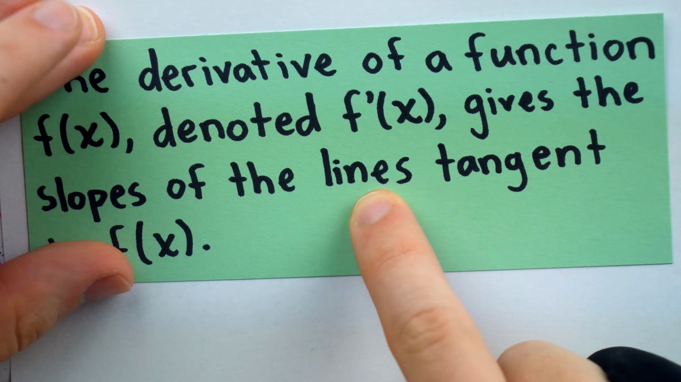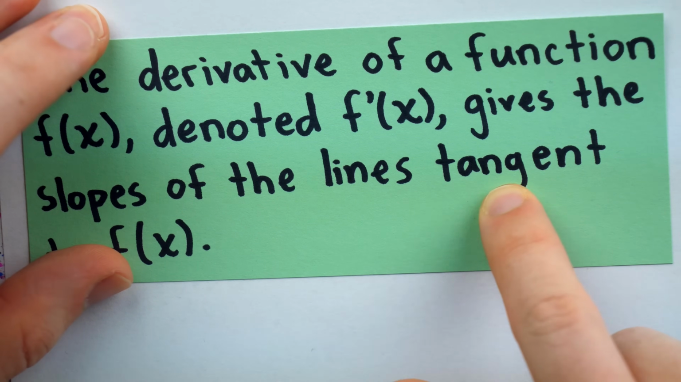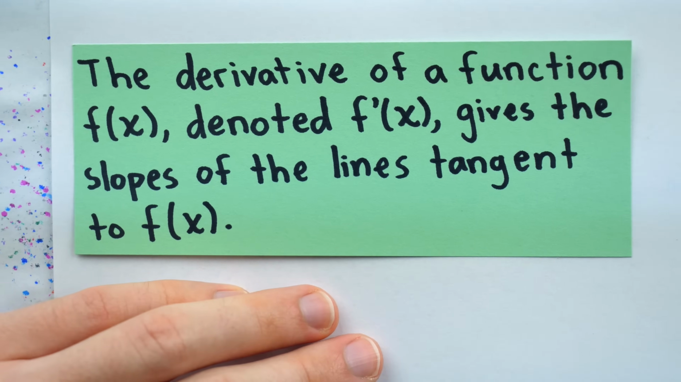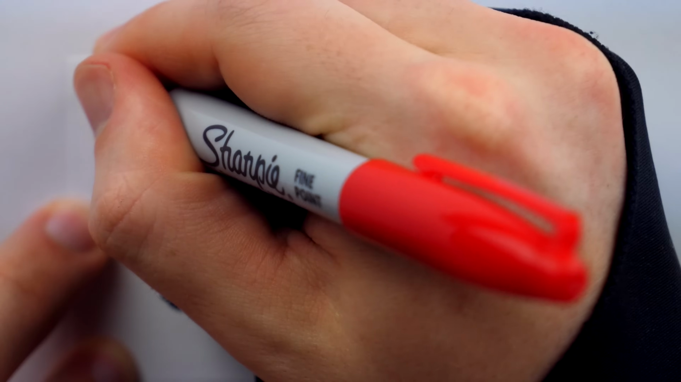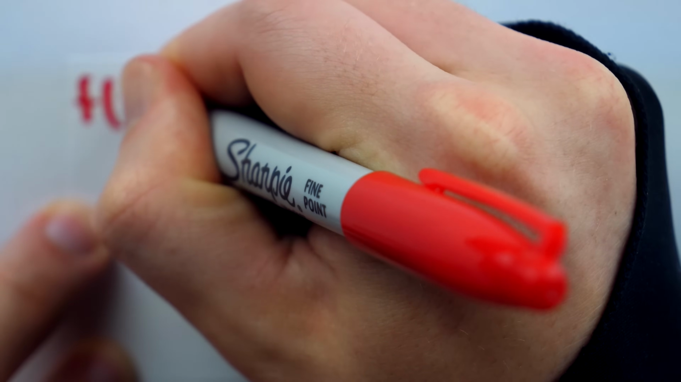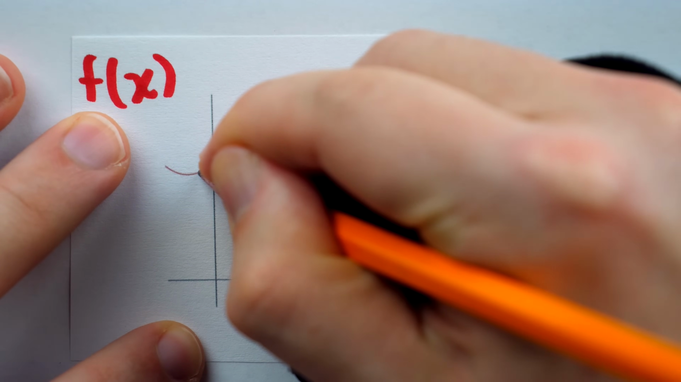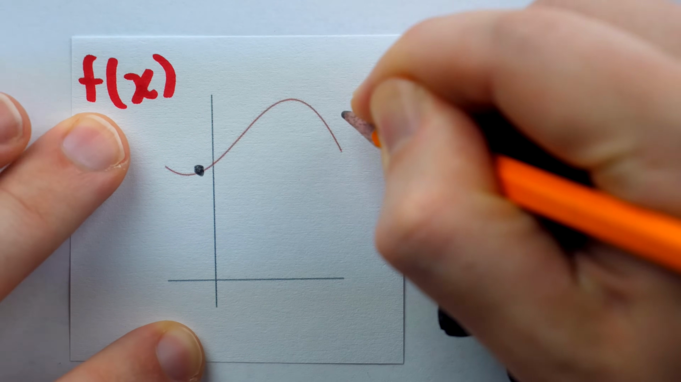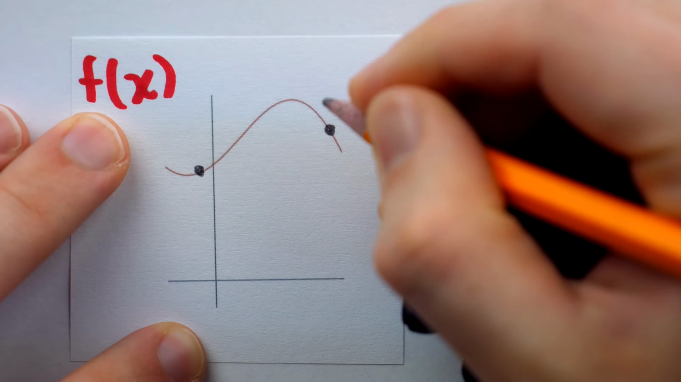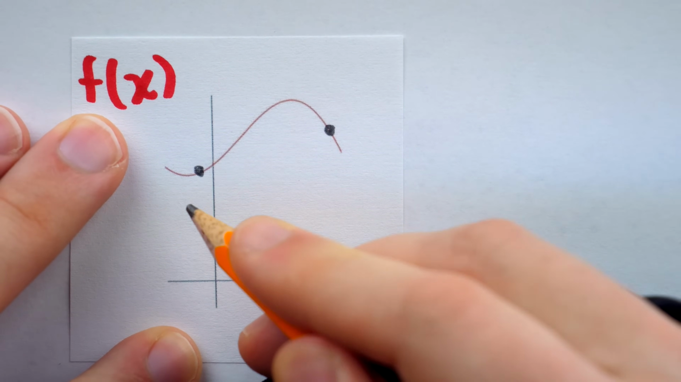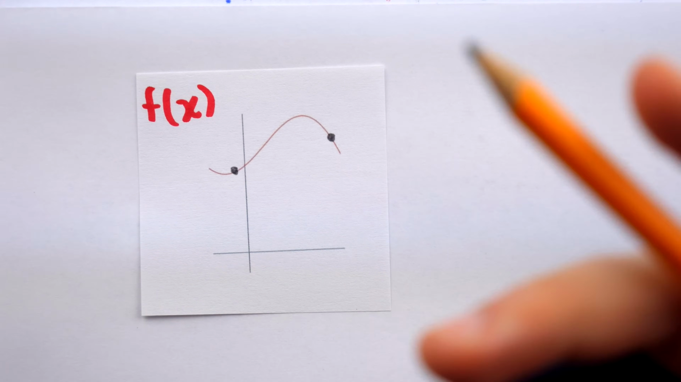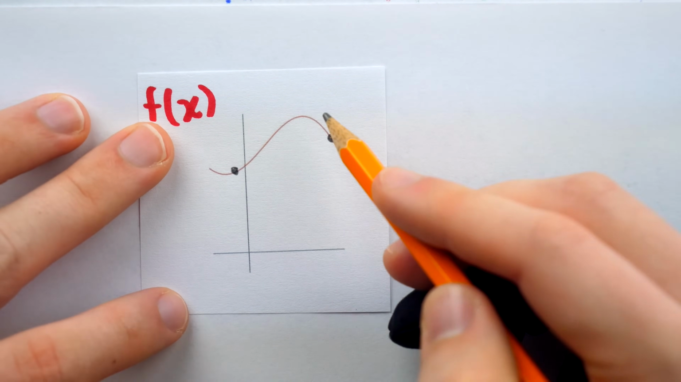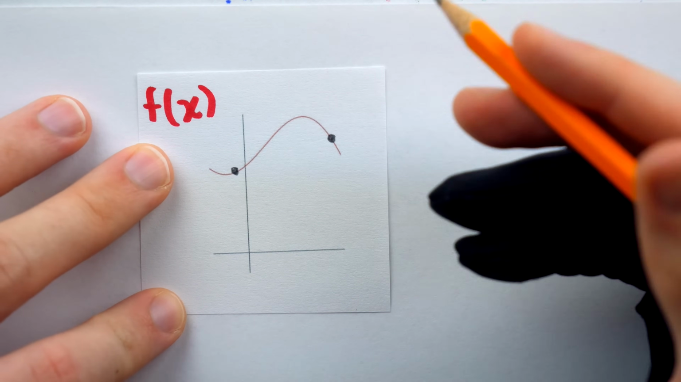You can think of a tangent line as a line that has the same direction as the function at a particular point. For example, here's a graph of a cute little function we might call f of x. Again, a tangent line is a thing that exists at a point. So this function has a tangent line at this point, but it also has a different tangent line at this point over here.